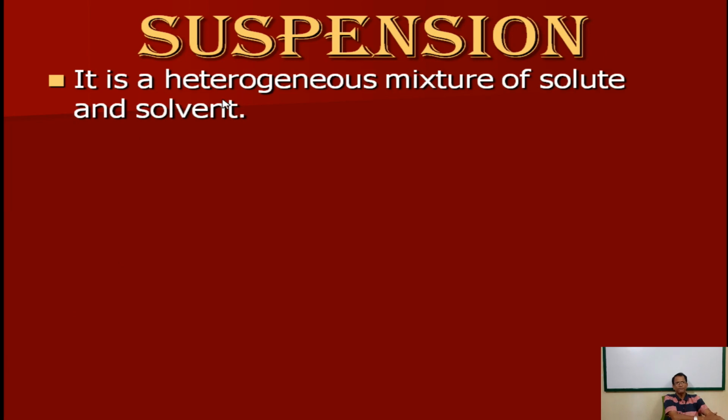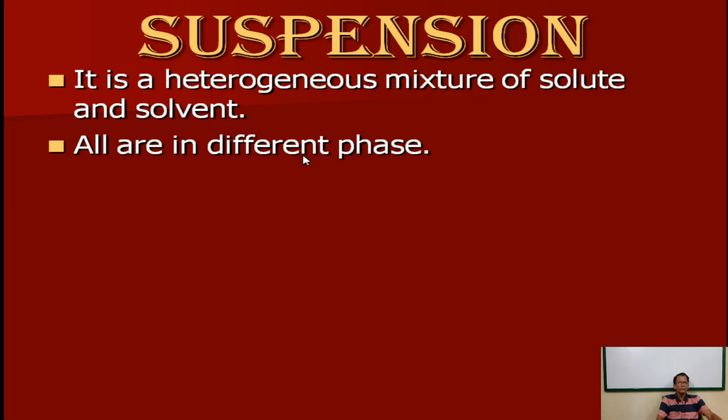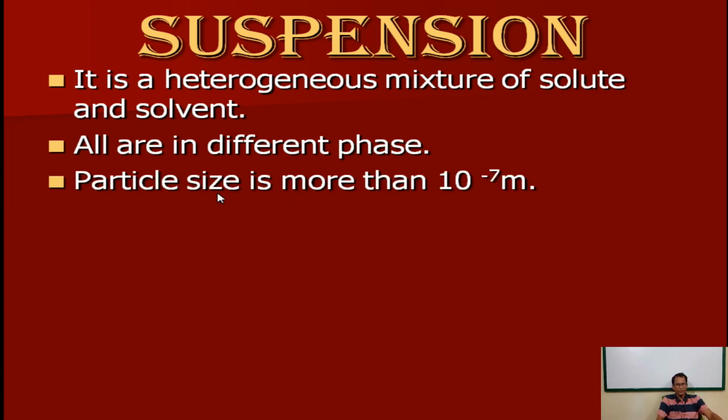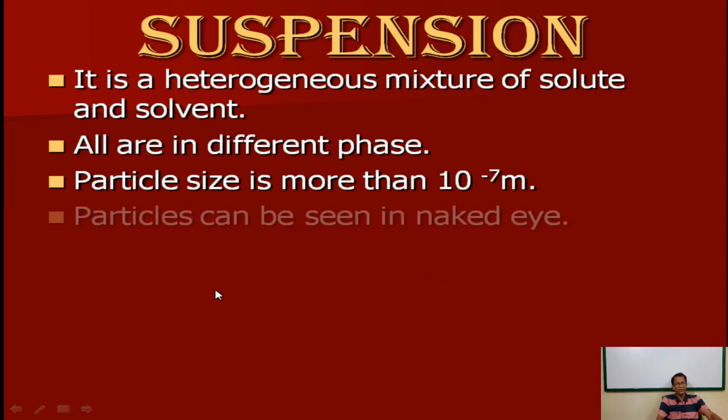Then suspension. A suspension is heterogeneous. Already I have shown you, heterogeneous means particles are visible and there is a separation between solute and solvent. All are in different phases, which means separation is there. Particles are visible and the particle size is very large, greater than 10 to the power minus 7 meter.